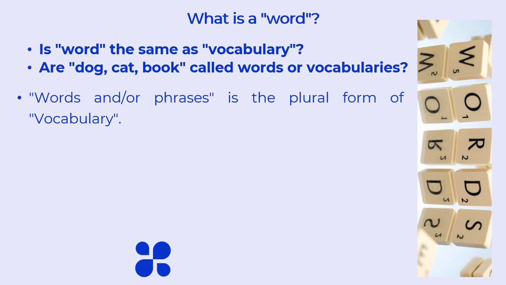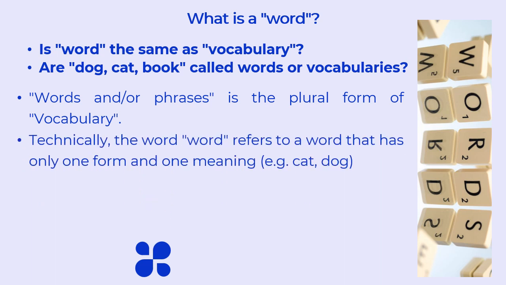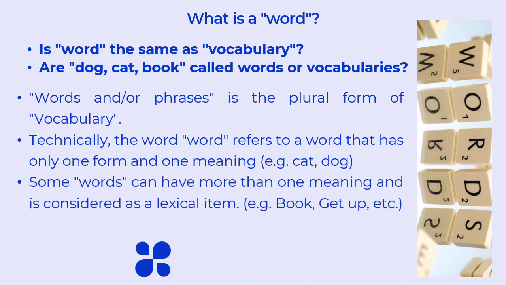Another thing that you need to know about the word "word" is that it technically refers to a word that comes with only one meaning and only one form. So words like cat or dog are called a word because the word cat, for example, has one meaning and one form. You can't change it or use it in any other contexts. On the other hand, there are words that have more than one meaning and more than one form. For example, the word book can either mean to make an appointment or just a book.